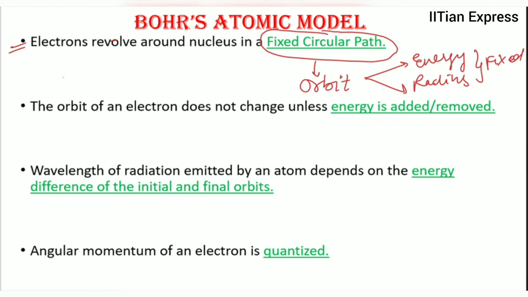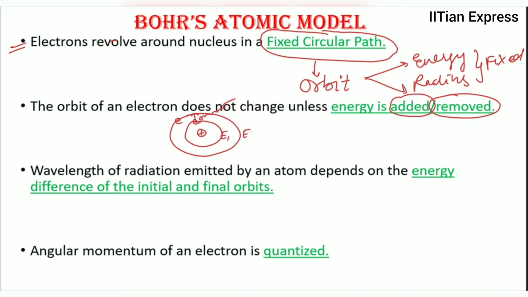Now come to the second postulate. The orbit of an electron does not change unless energy is added or removed. For example, let's suppose we have an atom, and this is the orbit, and this is the nucleus, and the electrons revolve in this orbit. If we add energy to the electron, it gains the energy and jumps to the higher energy level.